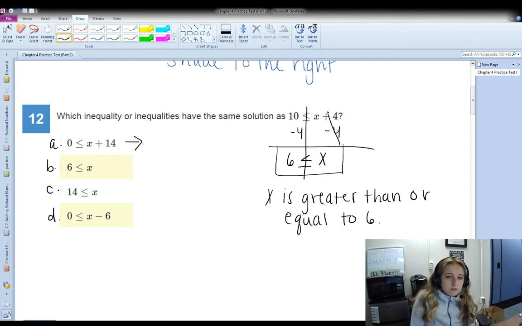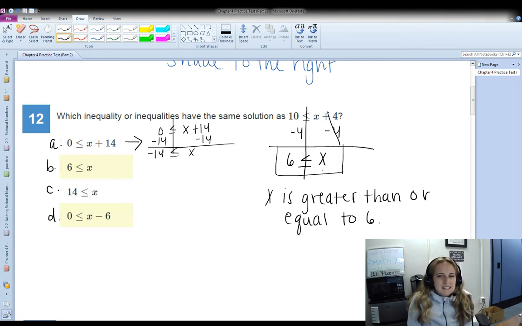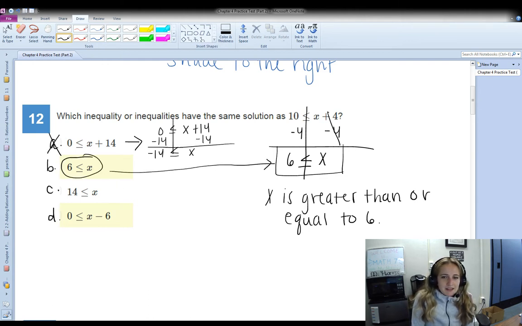So now let's see what we got here. Well, if I solved for x here, x plus 14, I would need to subtract 14 on both sides. So this would be x is greater than or equal to negative 14. Is that the same as this? No. So A's out. Okay, let's see. Well, this looks exactly like this.